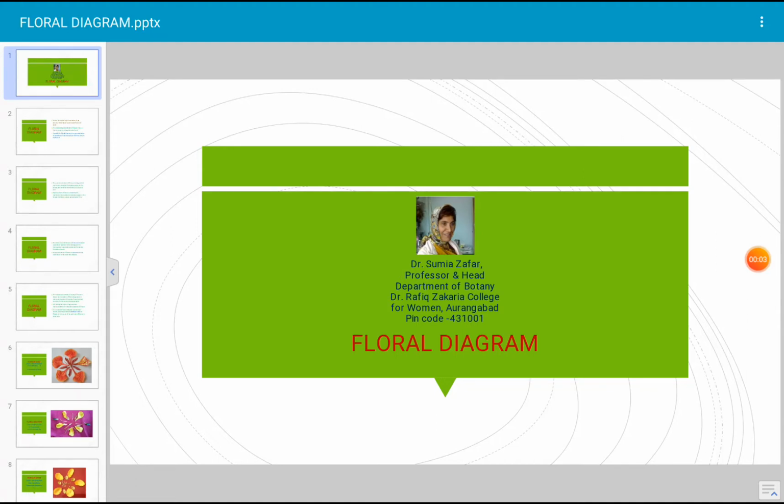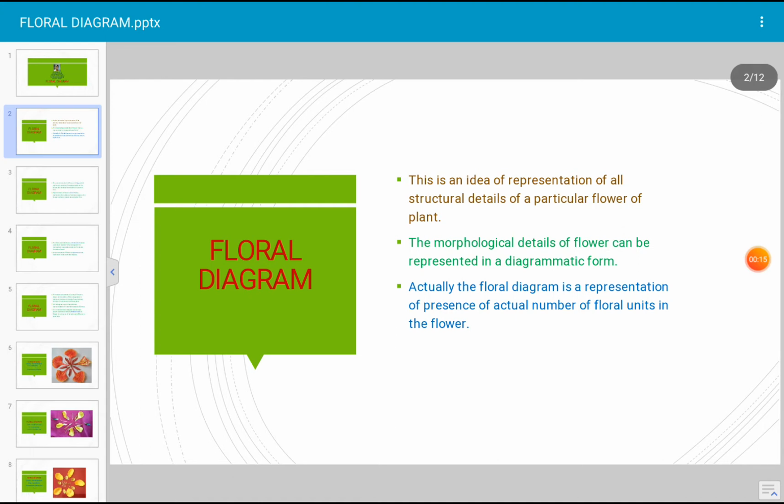Today's topic for discussion is the floral diagram. Floral diagram of plants. A floral diagram is an idea to represent the number of sepals, number of petals, number of ovules, and number of stamens which are present in a flower. This is a representation of all the structural details of a particular flower of a plant.